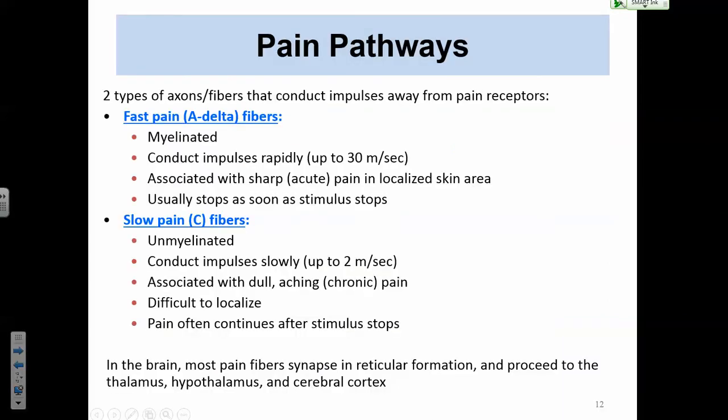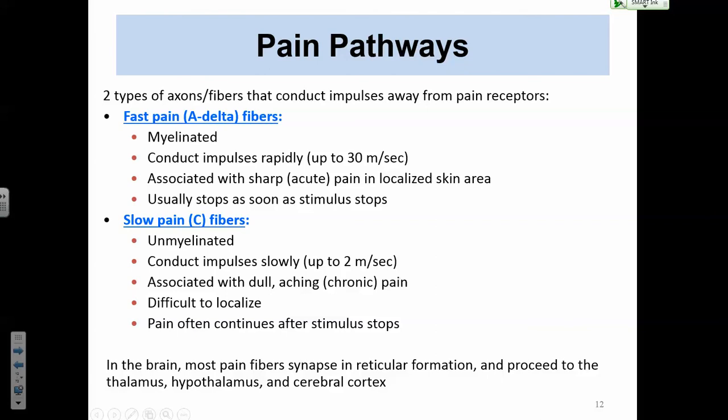Okay, now pain pathways. It's interesting when you experience pain. There's actually two kinds. There's the acute pain, and then there's chronic pain. So acute pain would be like if you got cut or if you fell, you broke a bone. That immediate sharp pain, one reason it's acute is that the fibers are myelinated. So these are your fast pain fibers. They're myelinated, so that means they conduct impulses more quickly.